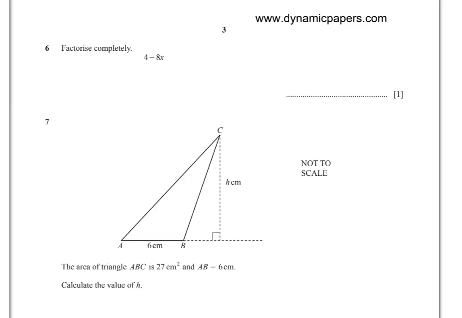Number 6, factorize completely 4 minus 8x. The first step, common factor. The common factor between 4 and 8 is 4. 4 times what equals 4, 4 times 1. 4 times what equals 8x, 4 times 2x. So 4 into 1 minus 2x.